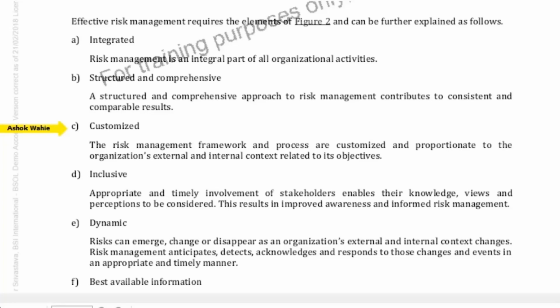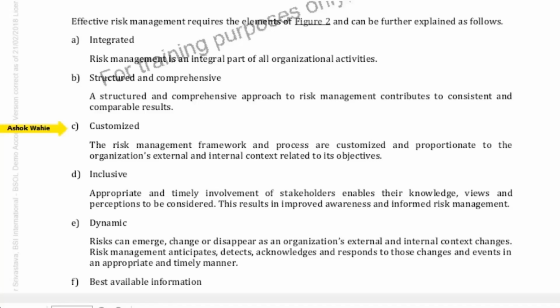So we apply the principle of customization when we establish the framework for managing risk, and we apply this principle of customization and tailoring when we apply the risk management process. Now, please note the risk management process does not change. Only we customize the components. So the risk appetite for objective one will be different than for objective two, and different for objective three. So that's how you customize.